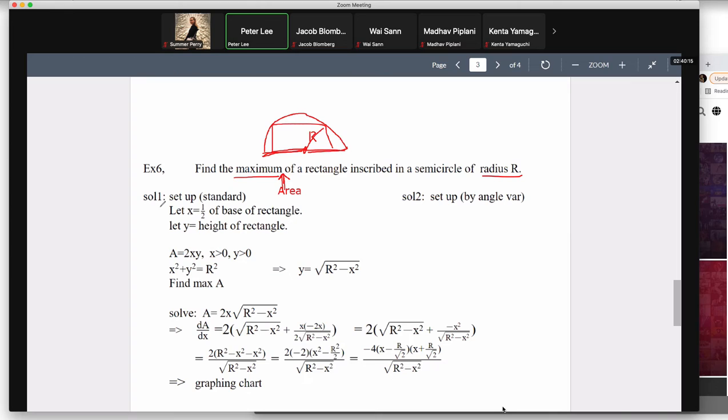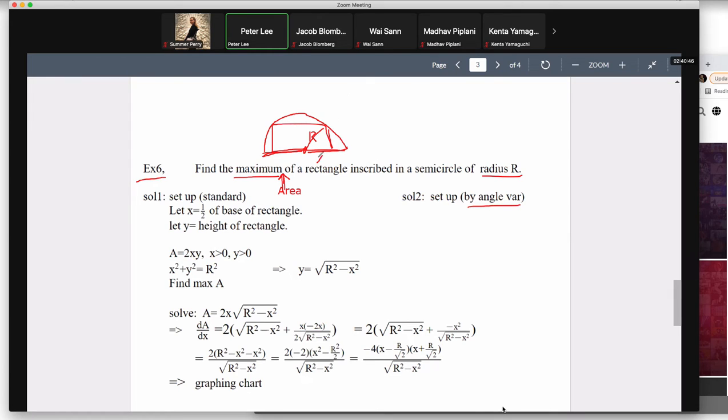Now this example 6 is kind of interesting because there are actually two setups. One is the standard setup, and the other one is the one with a single variable. The standard setup is this. Why don't we create an xy axis here? How about this? Let me erase this. Let me not put a reference of xy axis here. You may want that xy axis, or you may not. That's not mandatory.